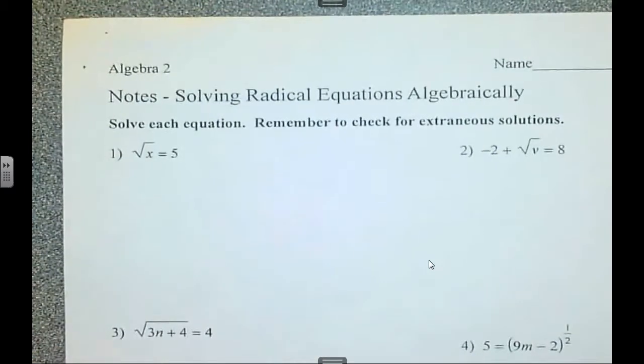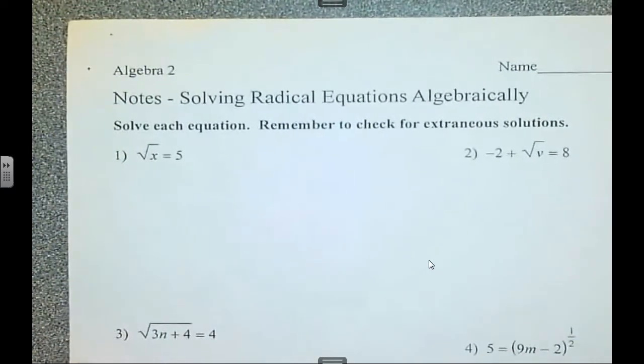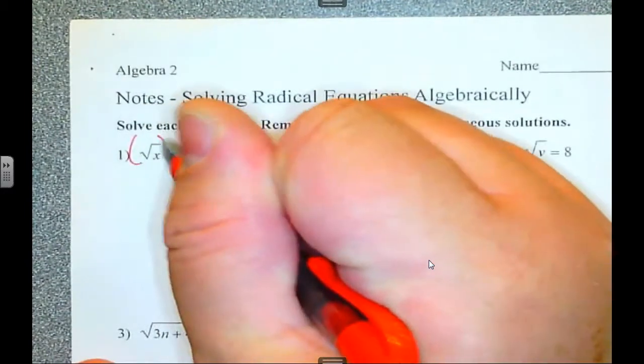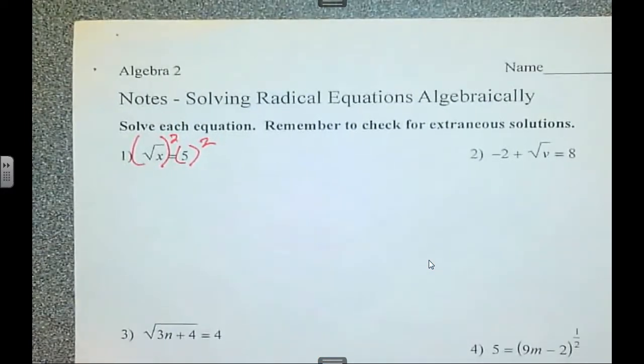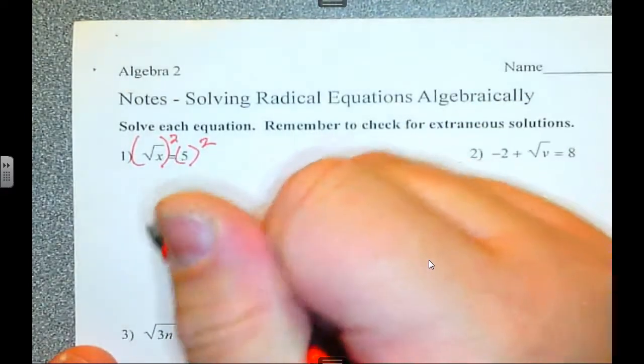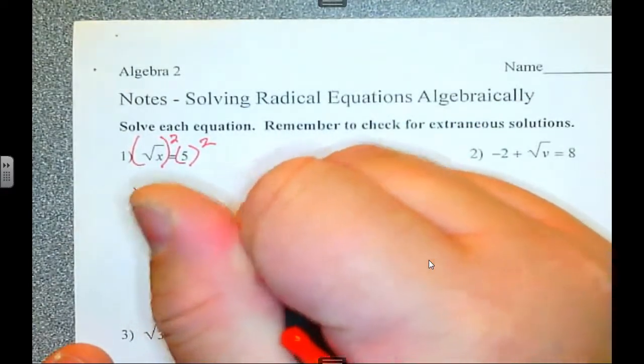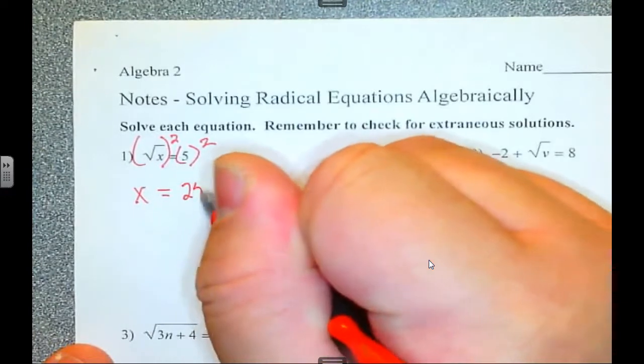Okie dokie. How do I get rid of a radical? That's right. Square both sides. See how easy this is? So easy. So I get x equals 25.